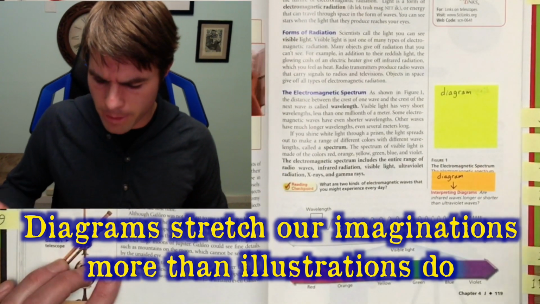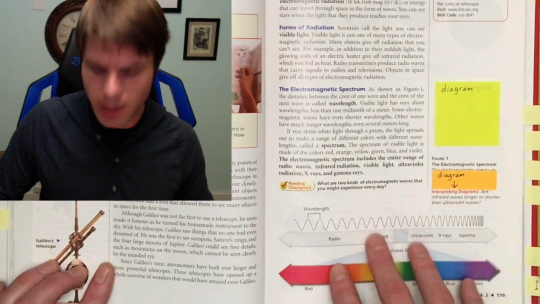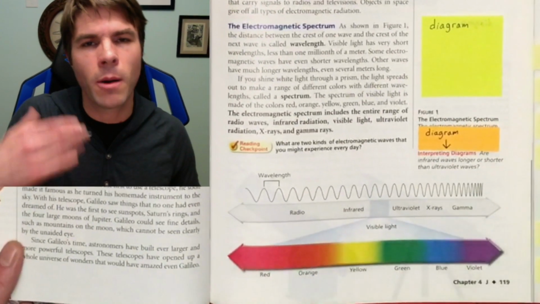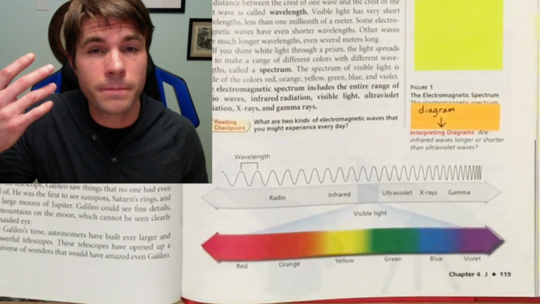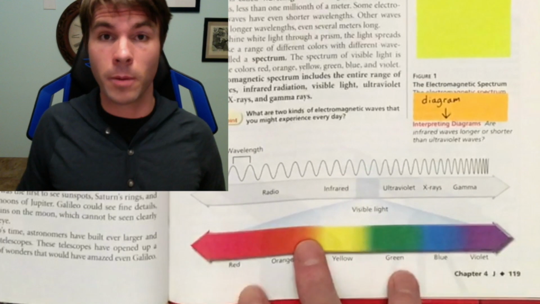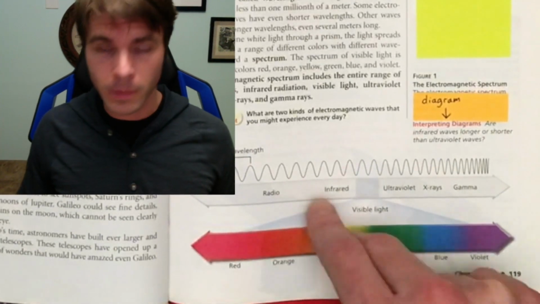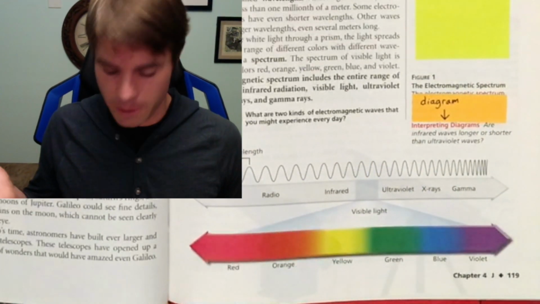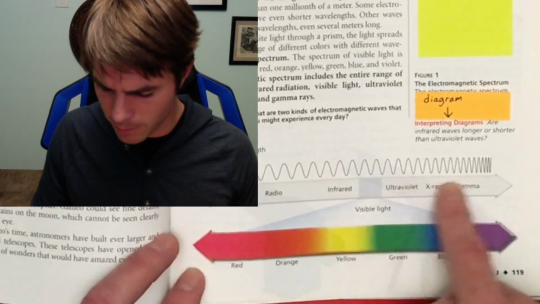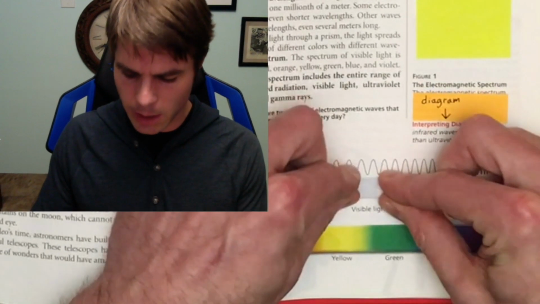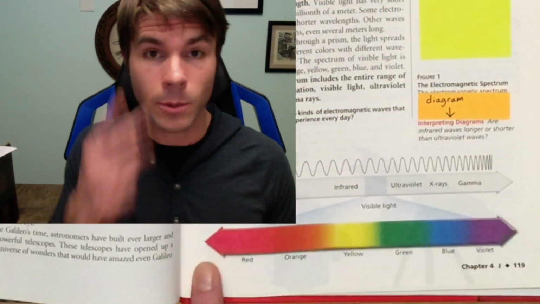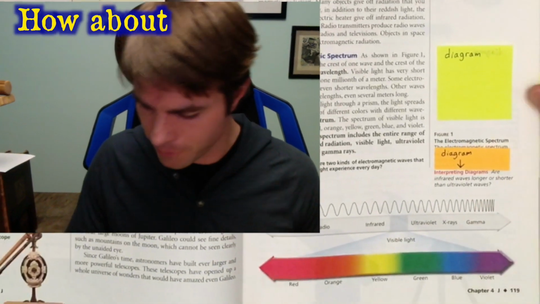Now, there are diagrams that get a little bit more, well, they stretch our imaginations a little further. Like this, which is a diagram of the electromagnetic spectrum. There's a spectrum of diagrams. This one shows us wavelengths of radiation and this little slice of wavelengths that we see with our eyes as color.